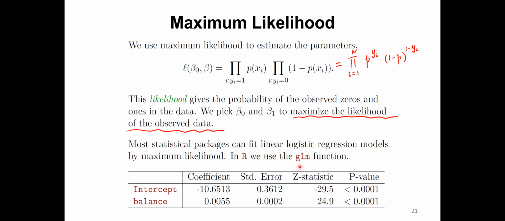After we use this function, you can estimate beta 0 and beta 1. This is beta 0, this is beta 1. You can also estimate standard errors and these statistics, and both of them are significant. So here we used only one predictor, balance, because we found that income is not a very good predictor.